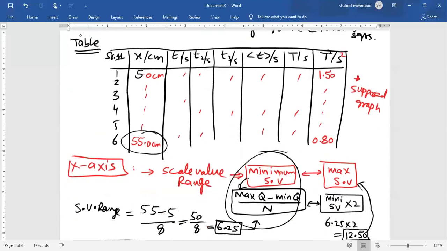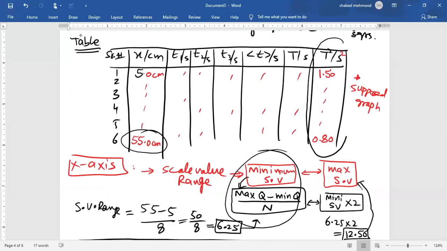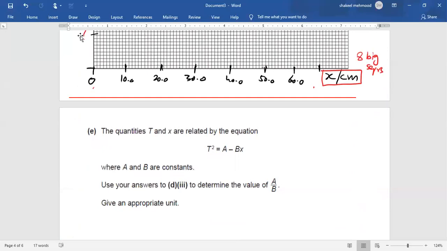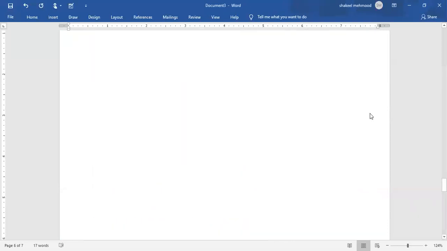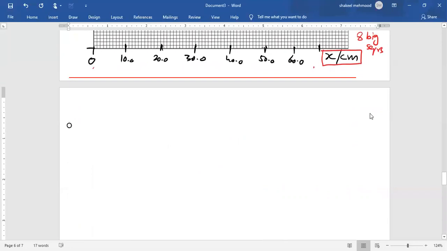So same thing for y-axis, you have to plot the squares along y-axis. So what's the maximum value? This is the minimum value and this is the maximum value. So 1.5 and 0.8. I have to free some space over there. Okay, so let's move on. Let's work on y-axis scaling.